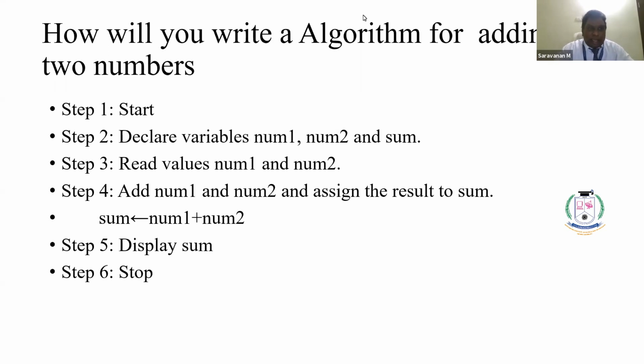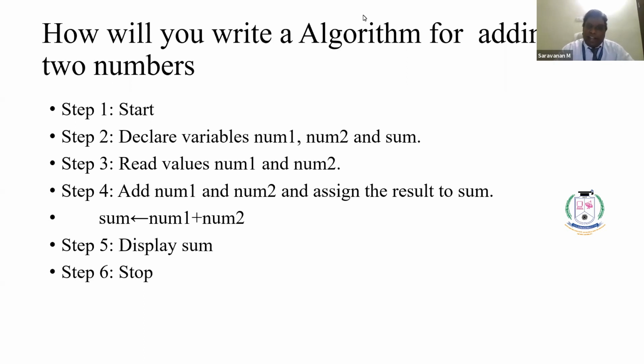Now let us start with the first process. Declare variables number 1, number 2, and sum. That is, you are going to add number 1 and number 2 and store it in a variable called sum. So I have to declare them. It is called the initialization of the variable.